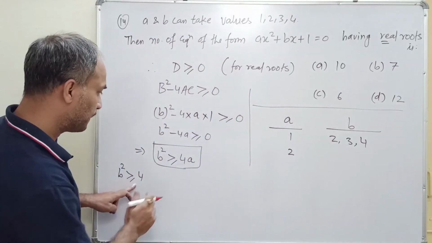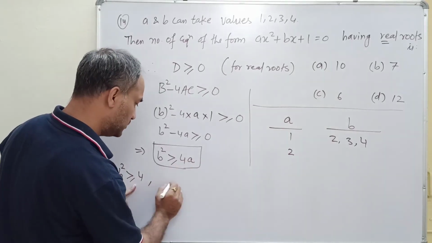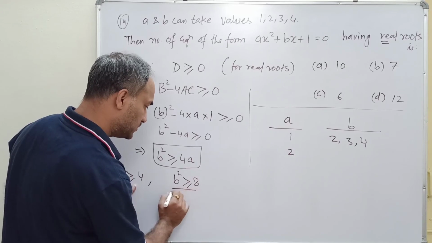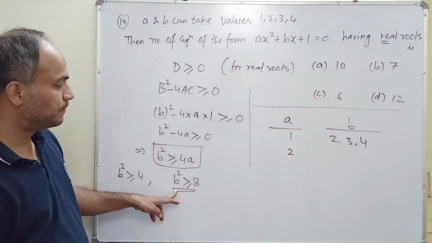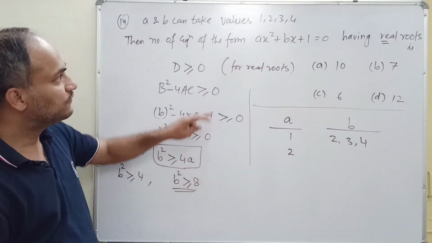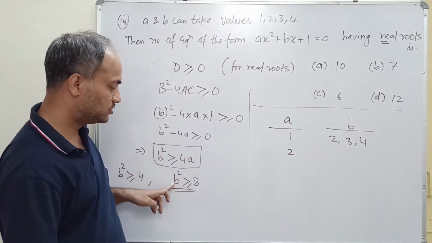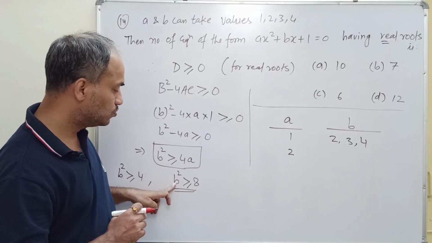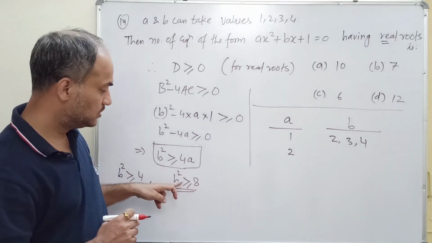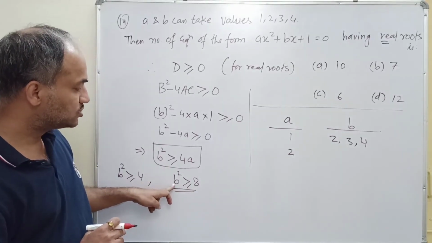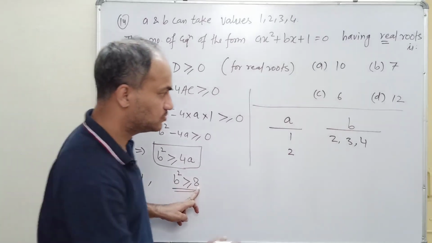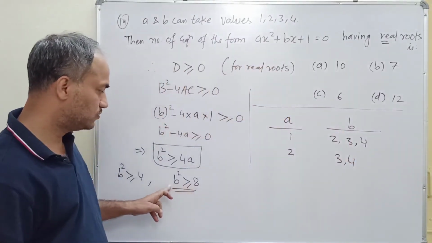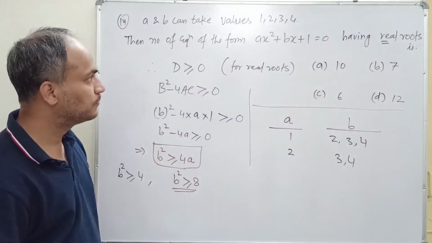Similarly, next if we put a is 2, then what are the values of b? 4 2s are 8, then we have b square greater or equal to 8. For this condition, tell me what is possible. If we put b is 1, then 1 square is never greater than 8. If we put b is 2, 2 square is also less than this. For b is equal to 3, 3 square 9 is greater than 8. So 3 is possible here and 4 is possible here, because 4 square 16 is also greater.